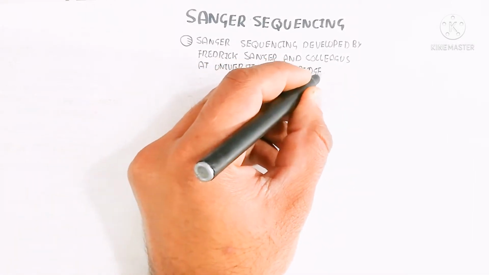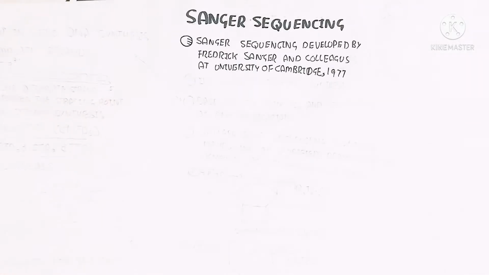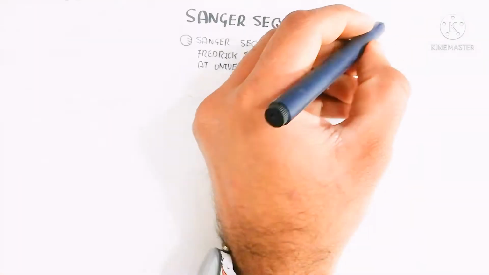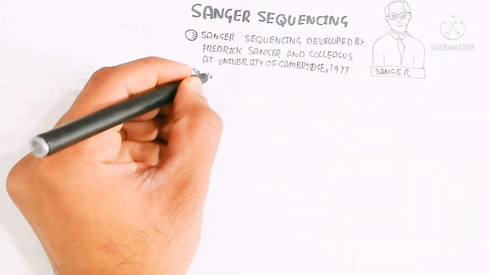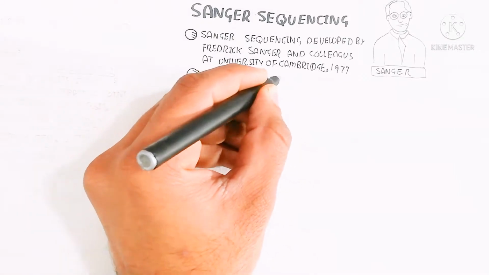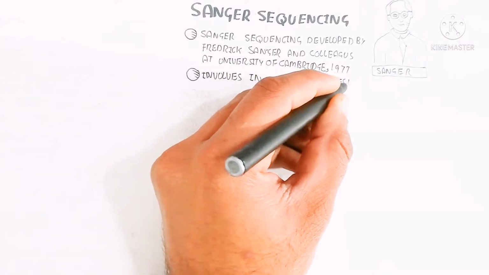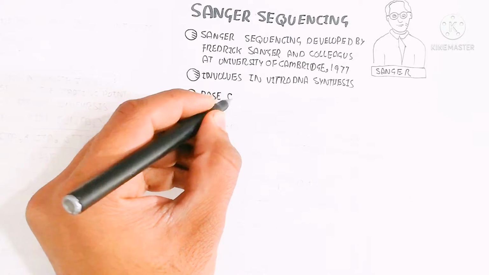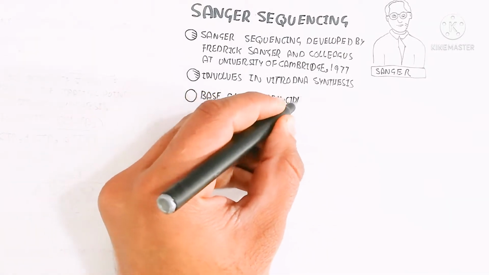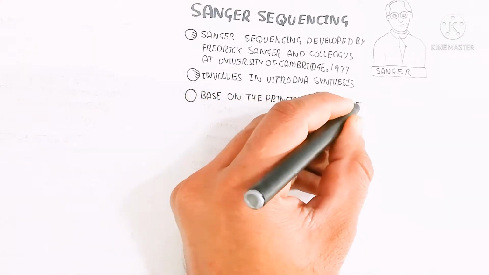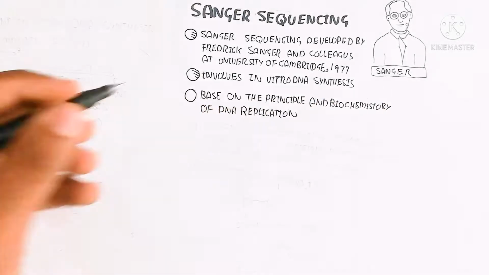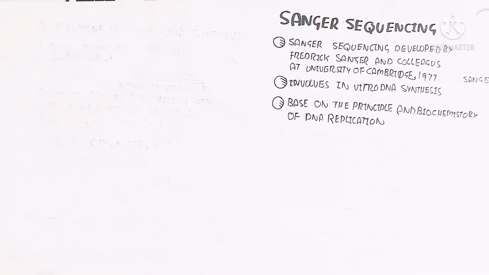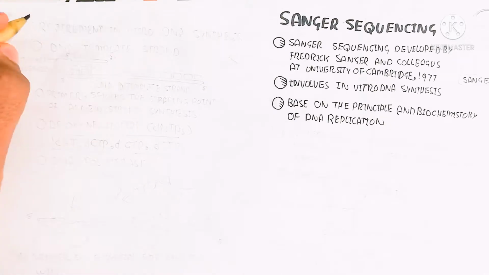and this involved in vitro DNA synthesis. In vitro DNA synthesis is very important, and in this way we will discuss the whole mechanism. It is based on the principle and biochemistry of DNA replication and Sanger DNA sequencing. So let's begin to understand the requirements of in vitro DNA synthesis.